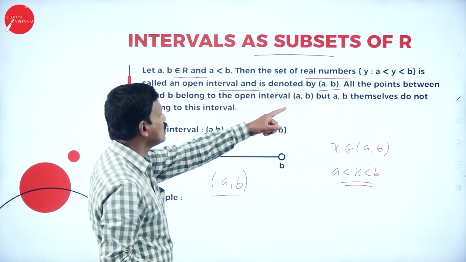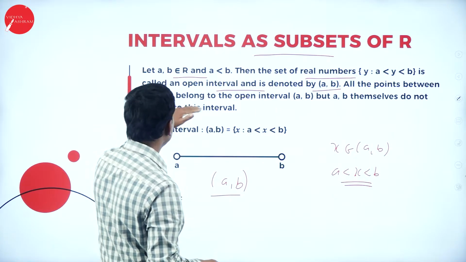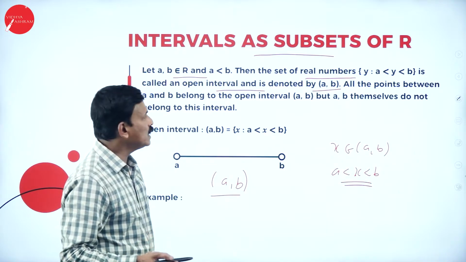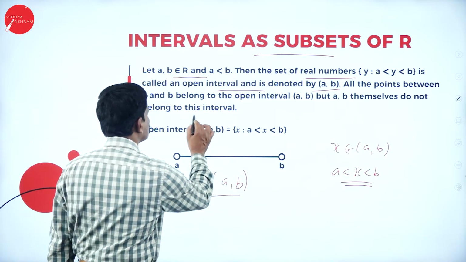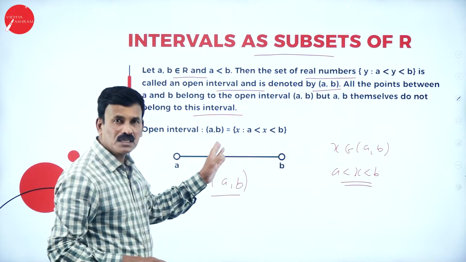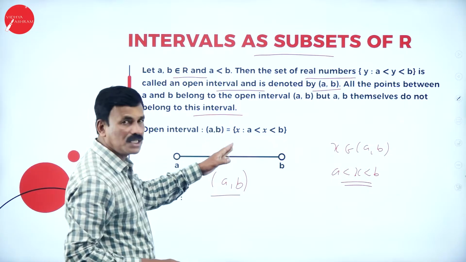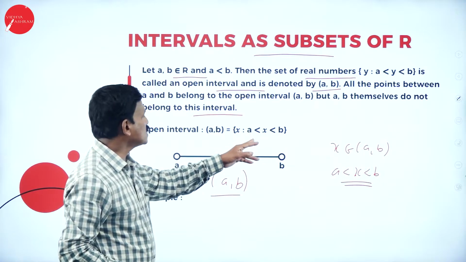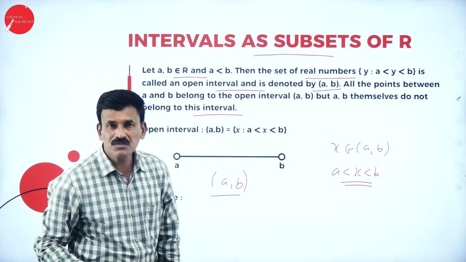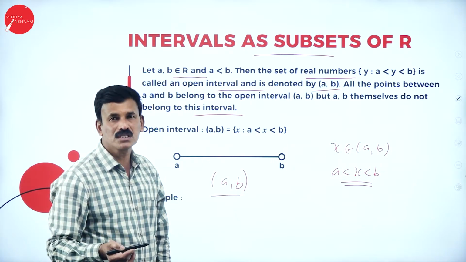That is, all the points between a and b belong to the open interval (a, b), but a and b themselves do not belong to the interval. Therefore, the open interval (a, b) is denoted as x such that a less than x less than b. That means the values of x which lie between a and b come under the open interval.